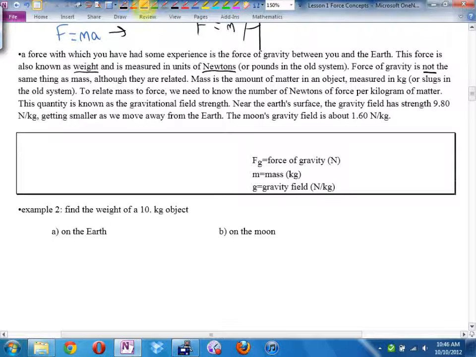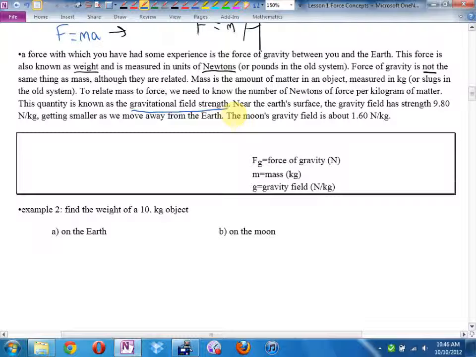Mass is the amount of matter in an object, measured in kilograms, or slugs under the old system. To relate mass to force, we need to know the number of newtons of force per kilogram of matter. This quantity is known as the gravitational field strength. And the gravitational field strength here on the Earth is 9.8. Hey, where have you seen that number before? 9.8. I've seen that somewhere. Okay, we called it the acceleration due to gravity. Ben, another term for it is that's also the gravitational field strength.